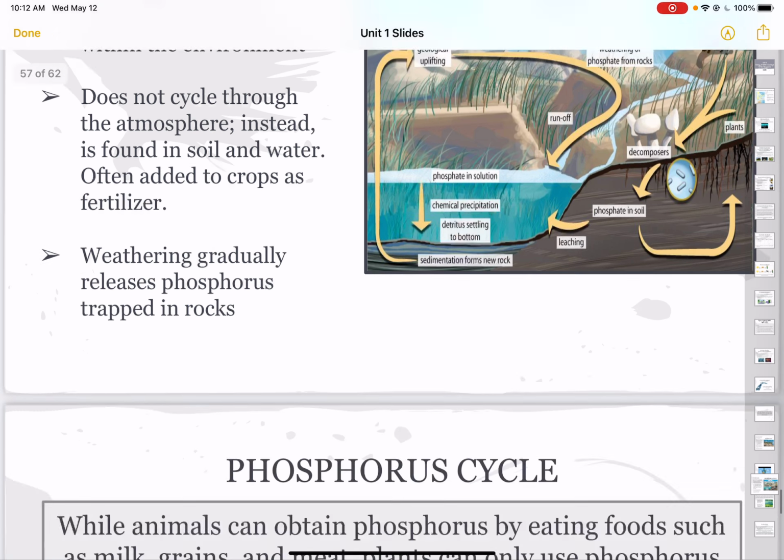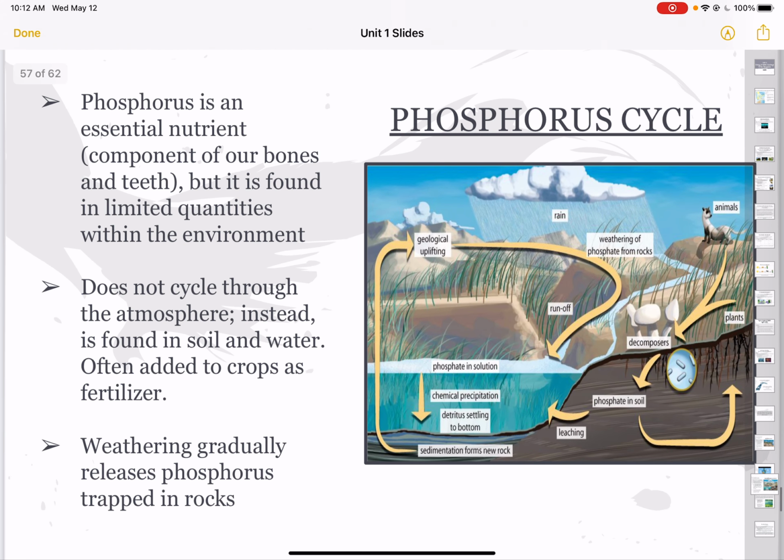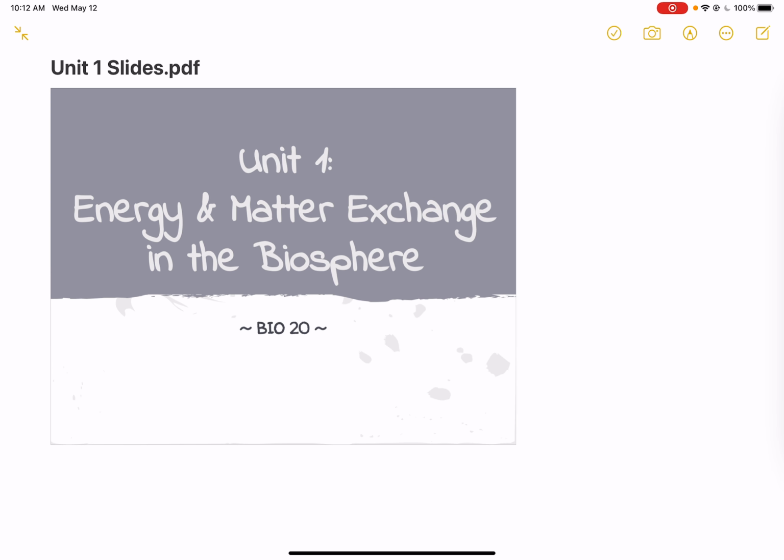The last cycle that I believe we go over is the phosphorus cycle. Phosphorus is an essential nutrient. It's a component in our bones and our teeth, but it's found in limited quantities within the environment. Phosphorus does not cycle through the atmosphere. Instead, it's found in soil and water and often added to crops as fertilizer. Weathering gradually releases phosphorus trapped in rocks.